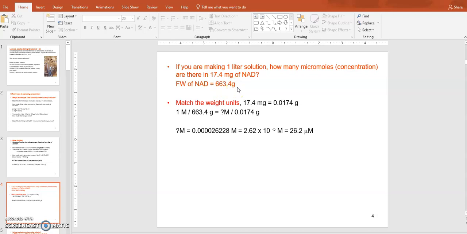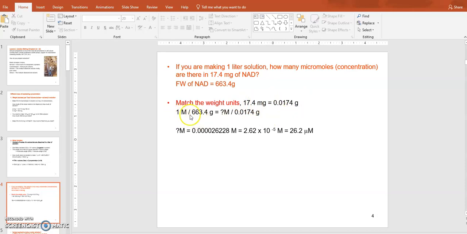If you want to solve this question, you need to match the unit, of course. So milligram should be converted back to a gram. So 17.4 milligram should be converted to the gram. If you divide that by 1000, you will come up with 0.0174 gram. That's the same as 17.4 milligrams. So if you dissolve that in 1 liter, what molar would that be?